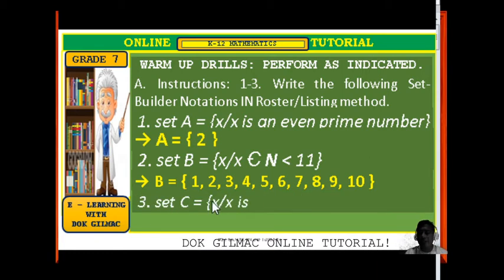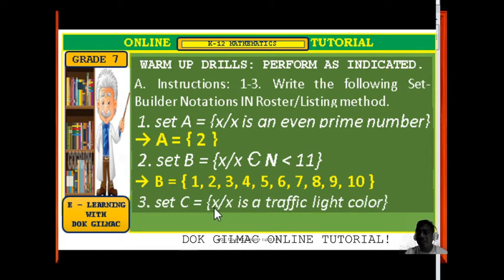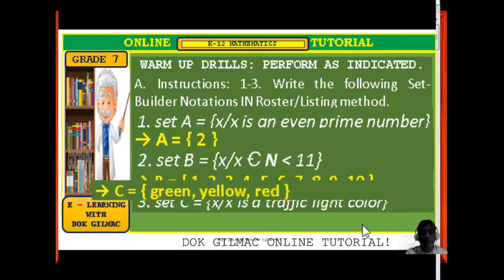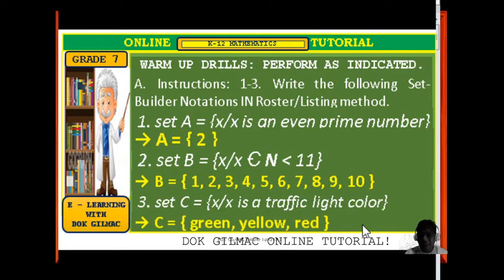Now let's have number 3. Set C is equal to the set of X such that X is a traffic light color. Okay, so we have only 3 elements. So that's green, yellow, and red. Okay, so these are the very basic colors for the traffic light. So there are no others. So take note of that.